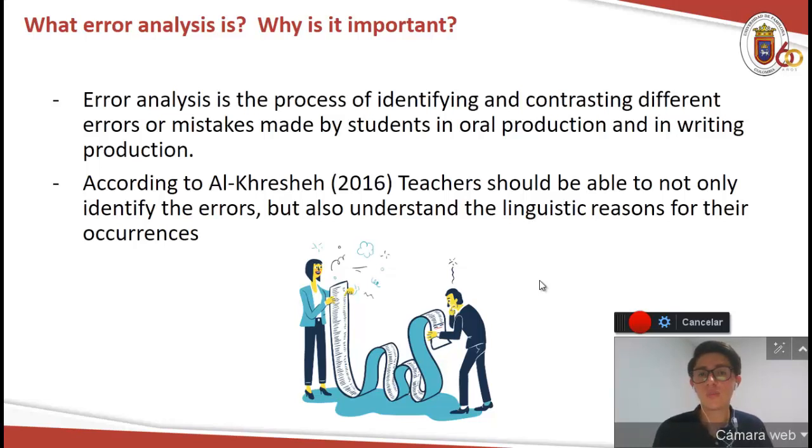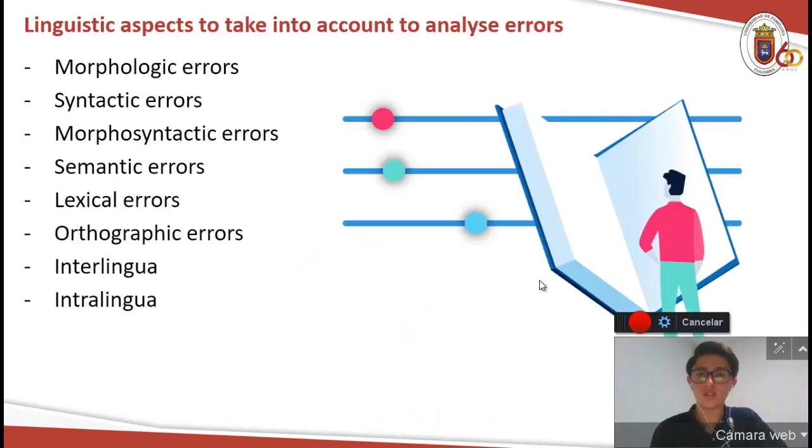It could be in oral production and in writing production. According to Al Krishi, 2016, teachers should be able to not only identify the errors but also understand the linguistic reason for their occurrences. That's why we're going to take into account the linguistic aspects to analyze the errors. They help us classify what we're going to analyze, in writing production as in oral production. So that's why we have two kinds of aspects here.